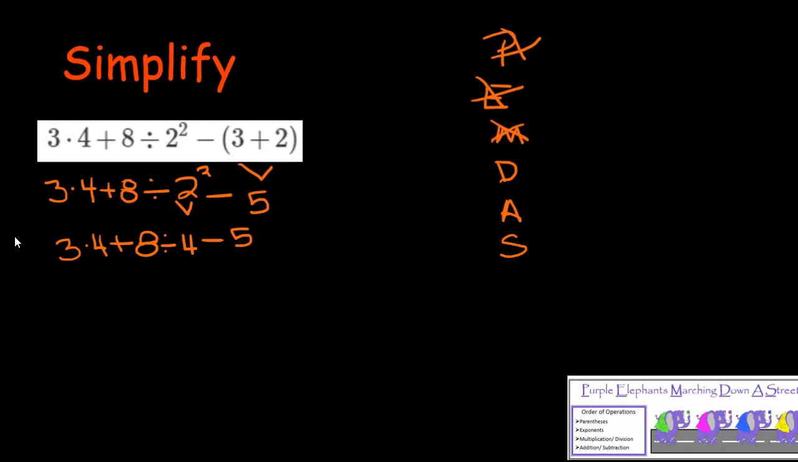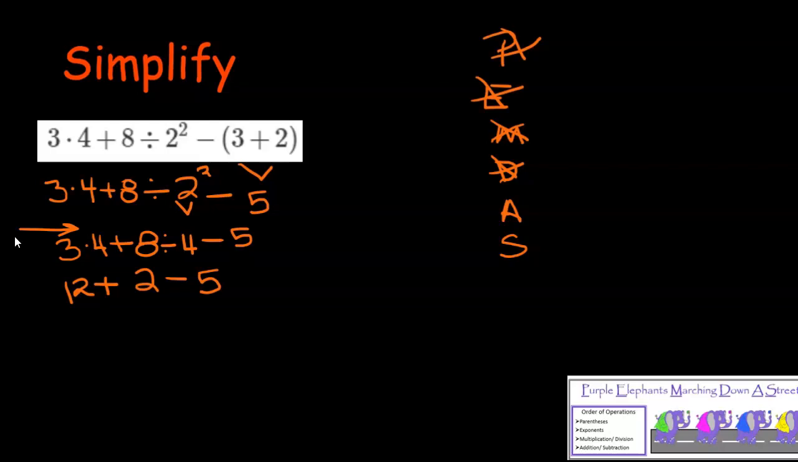Now, if I go from left to right, left to right, left to right, the first thing I come across is multiplication. So 3 times 4, I'm going to multiply that. 3 times 4 is 12. I'm just going to put my addition sign here. Do I have a division? I do. I have to divide 8 divided by 4. I think that's 2. And then I'm just going to put my hanging out 5 here. Subtract 5. We're almost done.